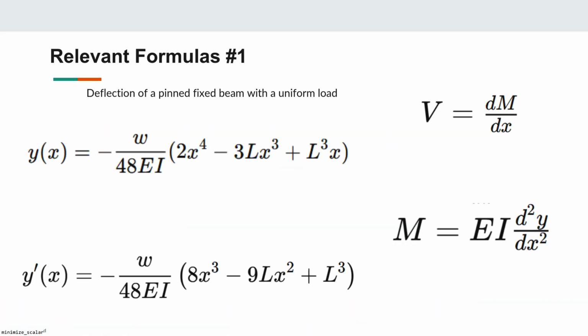Some relevant formulas we're going to be using are obviously the one that was given to us in the problem, and then the derivative of that, which we will get whenever we use the minimize scalar function in Python. And then we have the shear force, which is just the derivative of the moment, and then we have the moment equation as well.